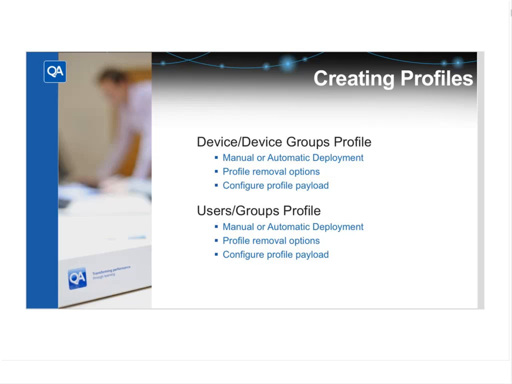So when it comes to profile removal, we just simply choose whether we're going to allow it, not allow it, or actually use a password for the users to remove their profile. And it's exactly the same process for users and groups as well. So you choose manual or automatic deployment, you choose your removal options, and then for both of them, we can go in, configure the payload for the profile, configure the settings we want in there, and then allow the profiles to be pushed out to the users.